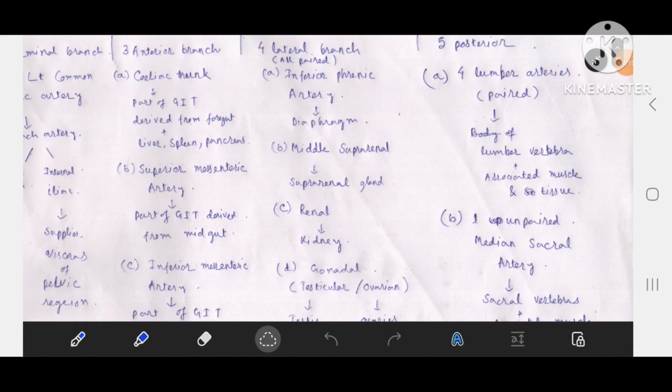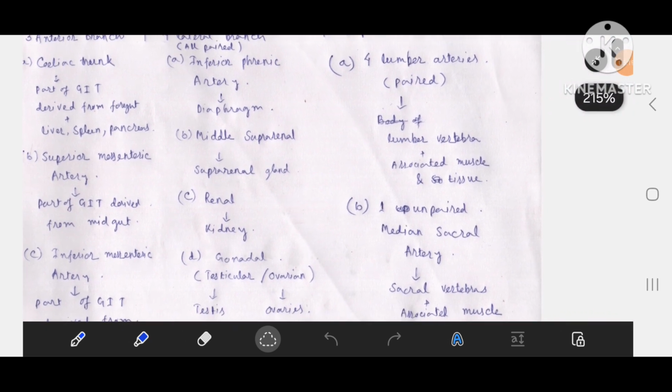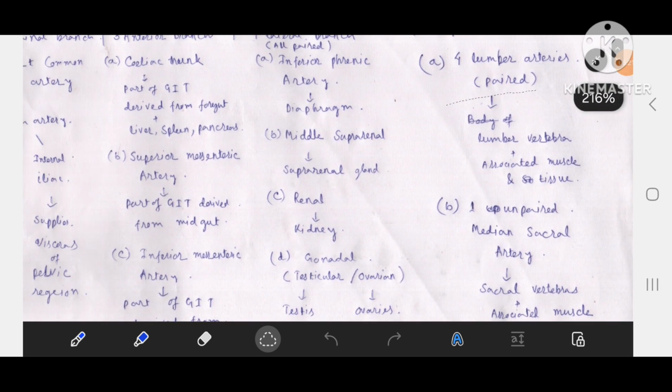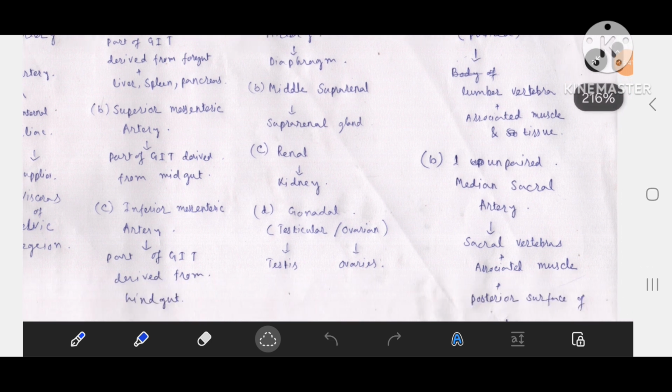After that, the remaining are posterior branches. There are 4 lumbar arteries. There are 4 paired lumbar arteries, that means total 8 lumbar arteries in right and left. Right sided 4 lumbar arteries and left sided 4 lumbar arteries. They'll supply the lumbar vertebra, associated muscle and tissue, and also the skin.